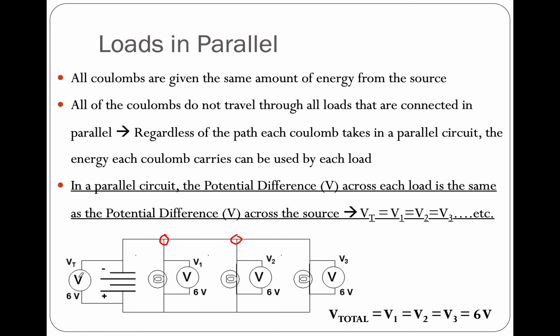And we see that, okay, let's measure the voltage of the battery is 6 volts, and then it doesn't matter where we put the voltmeter, every single bulb will give the exact same reading. So the relationship is that the voltage is the exact same at every single load in a parallel circuit.